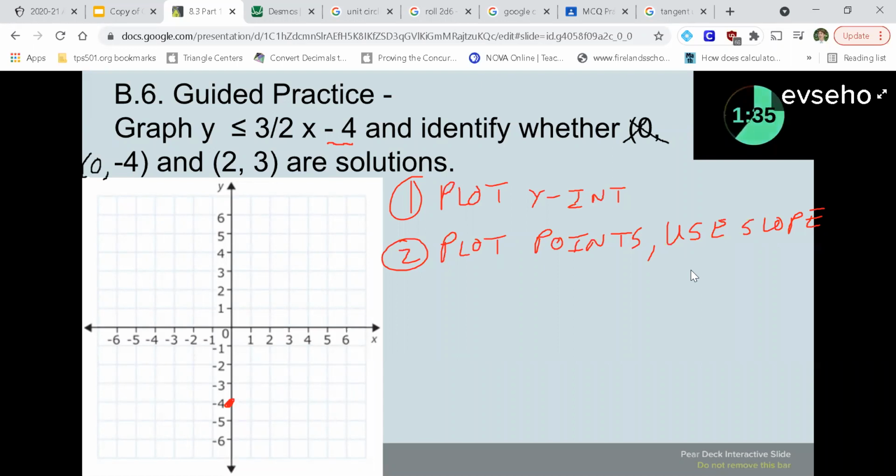Not quite. You want to use up 3 and over 2 from this. So from this one, go up 3 over 2. It's actually really close. Slightly off.